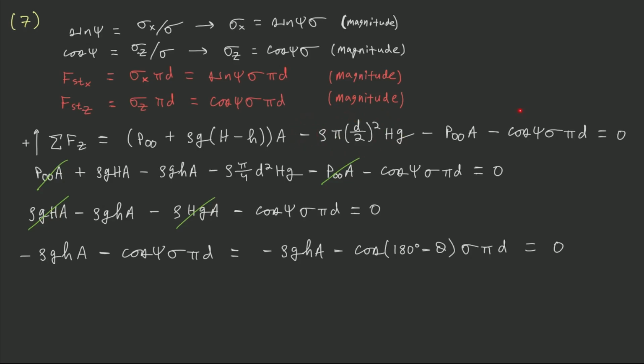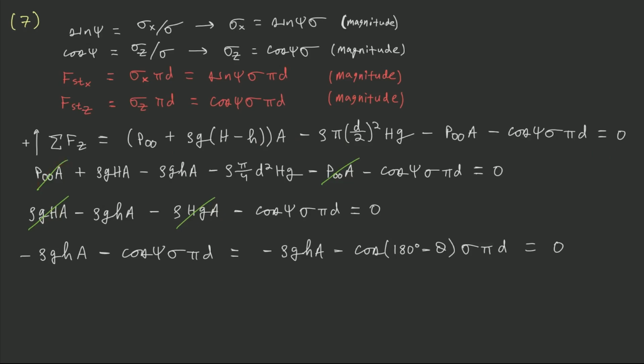And we have our surface tension effect, which is just our surface tension in Z, which acts downwards as shown by the negative sign. And that is just our cosine psi sigma pi d, which we calculated as a magnitude up here. And then we sum all of those effects together and set them equal to 0 because we have a static problem. Now we're just going to do some algebraic simplifications.